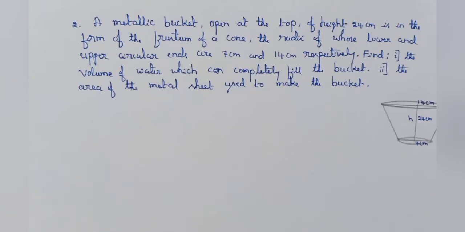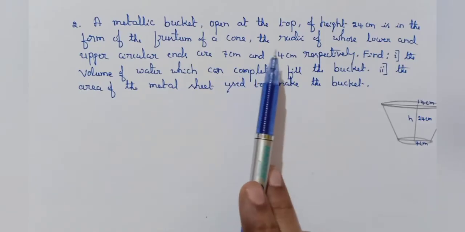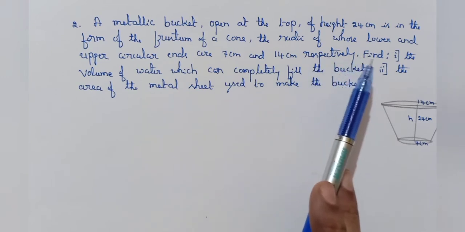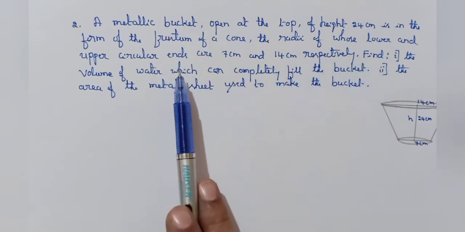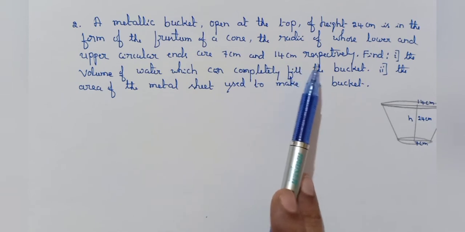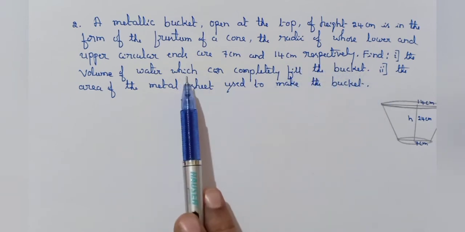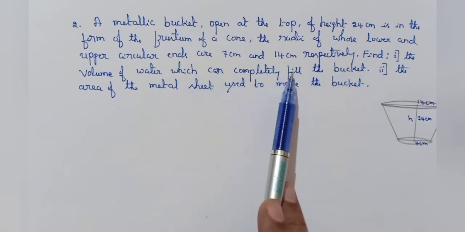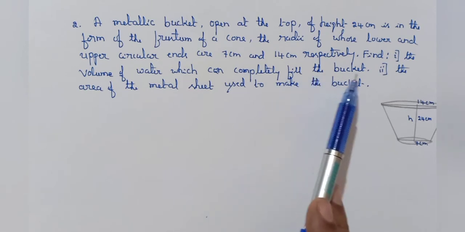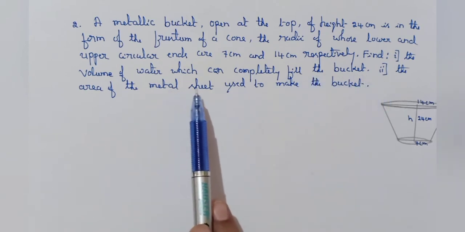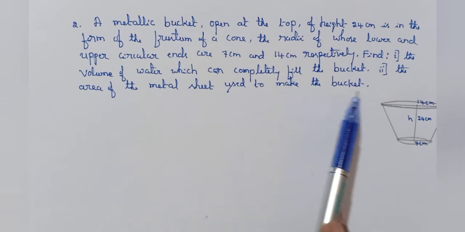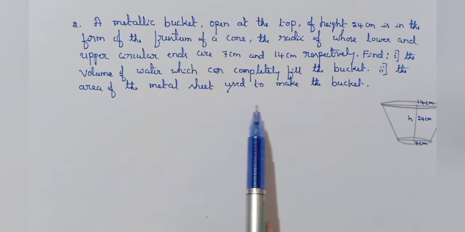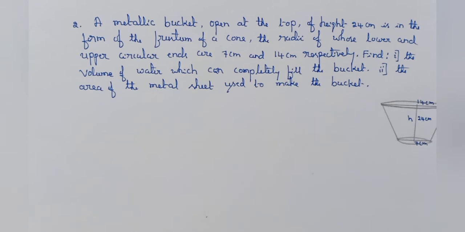Next problem. A metallic bucket open at the top of height 24 cm is in the form of the frustum of a cone. The radii of its lower and upper circular ends are 7 cm and 14 cm respectively. Find the volume of water which can completely fill the bucket and the area of the metal sheet used to make the bucket. Here the radii of the upper end and the lower end are given.